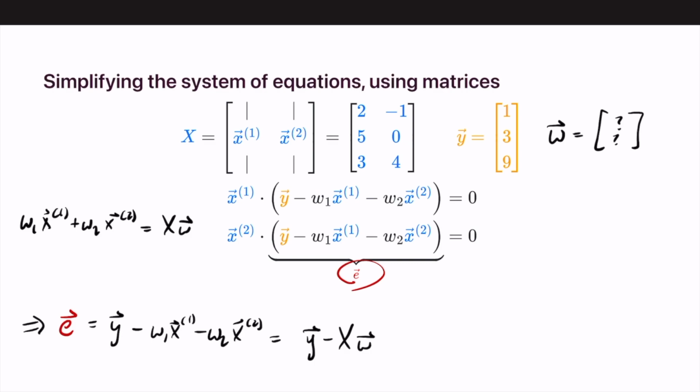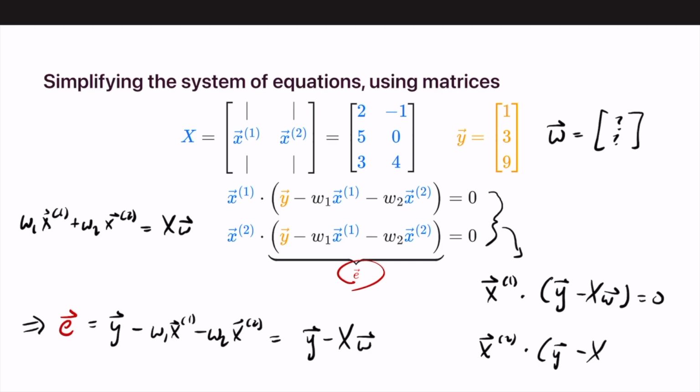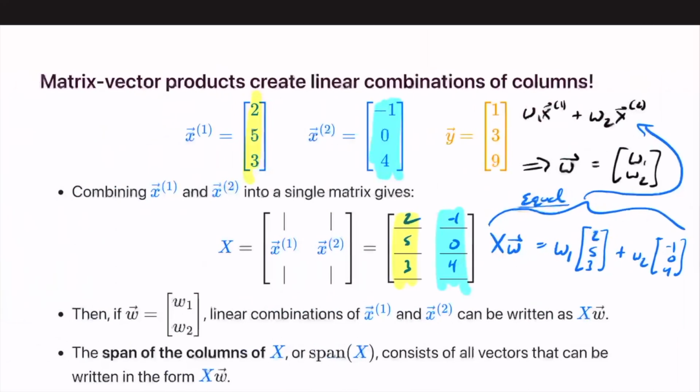And now when we apply that change to all these, we'll have X1 with vector Y minus X, the weight vector equals 0, and we'll have the same thing for the second vector of X, which will be Y vector minus X times the weight vector equals 0. Okay, so how we got to this simplified version of this is through the idea of linear combinations. And that was from right here. Your matrix vector product creates a linear combination of the columns.